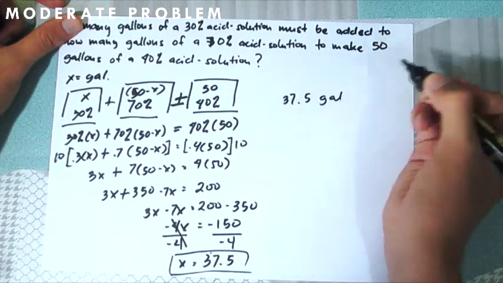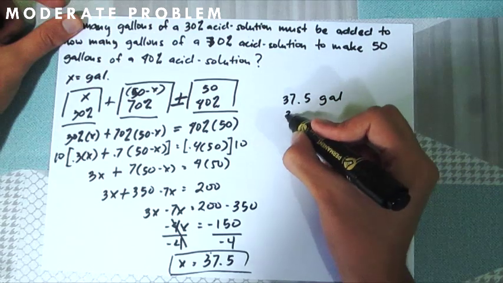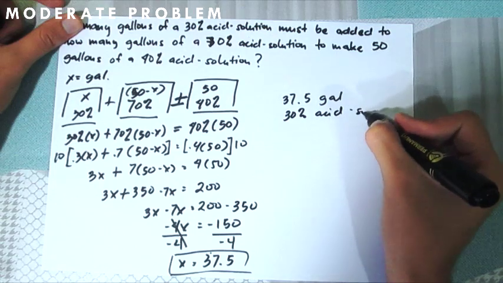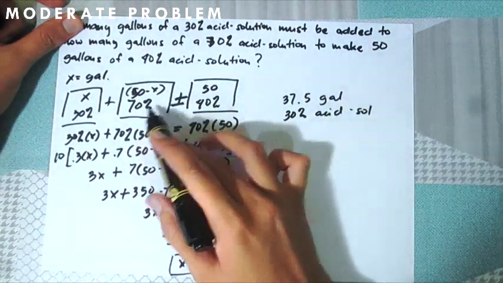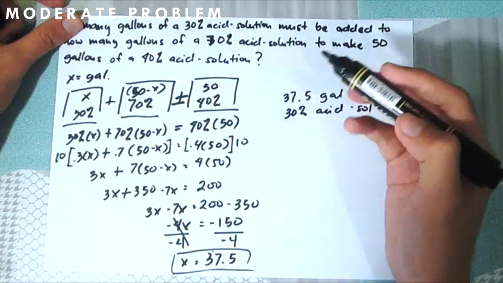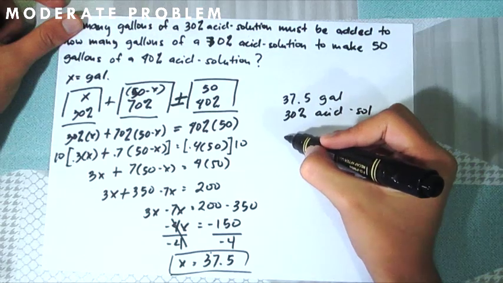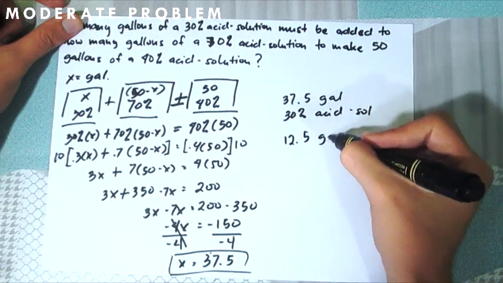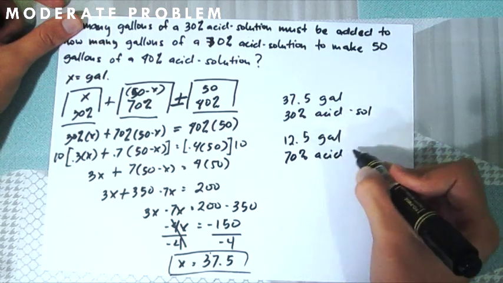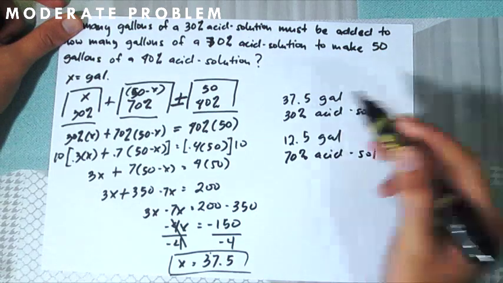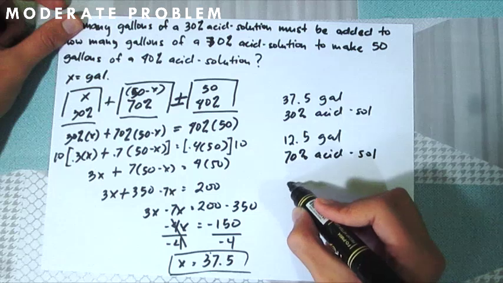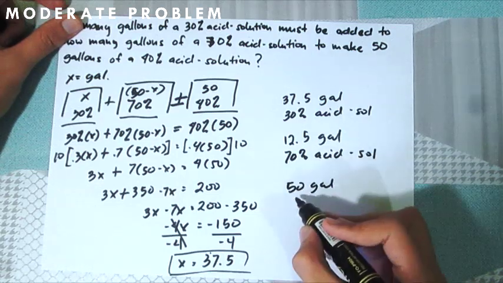So we need 37.5 gallons of a 30% acid solution. Our second solution is 50 minus x, which is 50 minus 37.5, which is equal to 12.5 gallons. And 12.5 gallons of a 70% solution to make 50 gallons of a 40% solution.